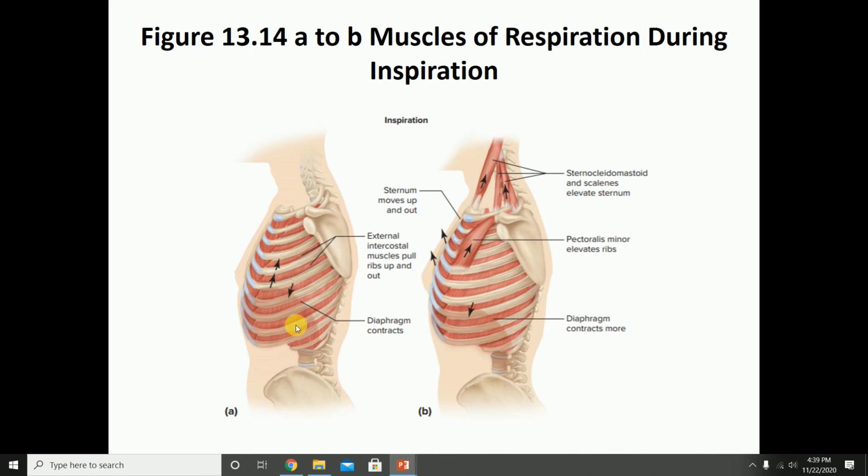Normal inhalation happens by the contraction of the diaphragm and the external intercostal muscles. If we need to inhale deeply, we are going to use what are known as the accessory muscles of inhalation, and those are the pectoralis minor, the sternocleidomastoid muscle in the neck, and the shorter muscles in the neck known as the scalene muscles.